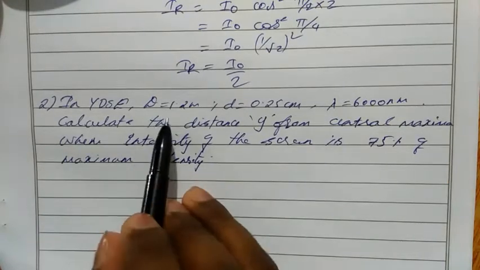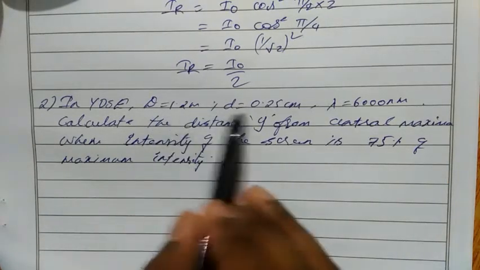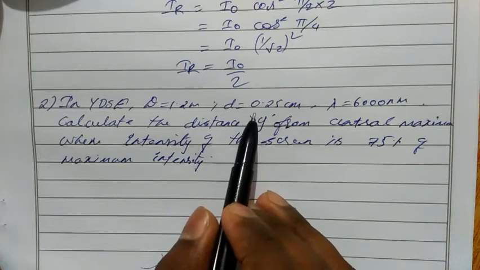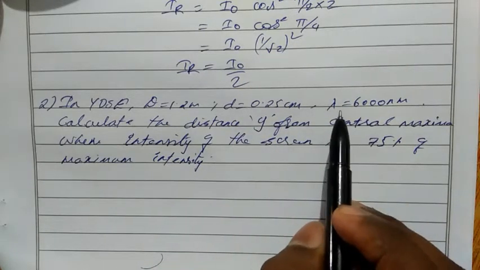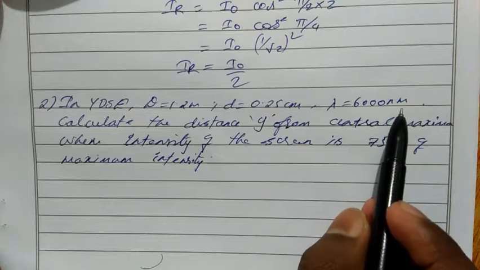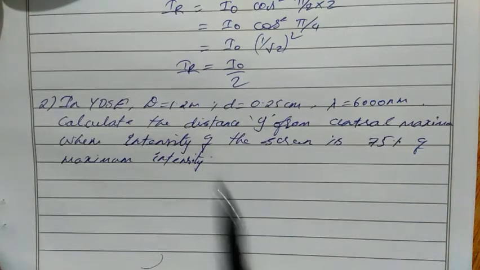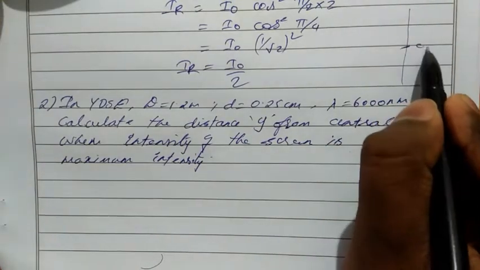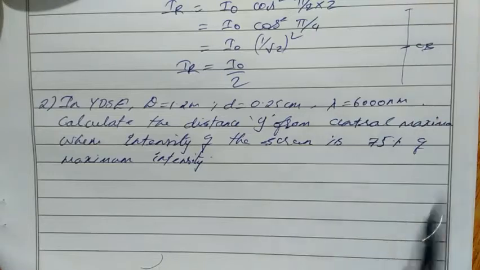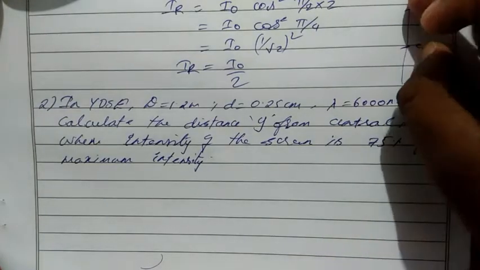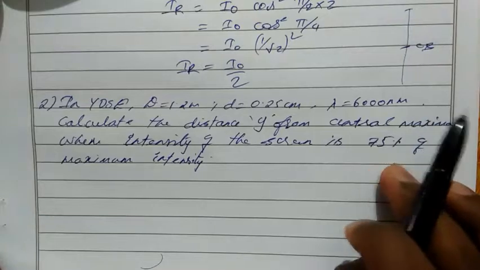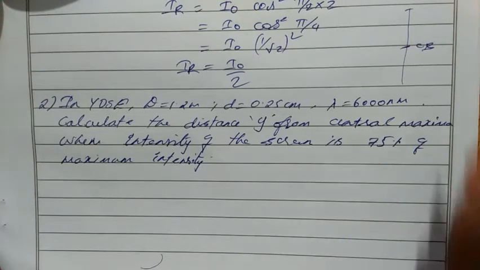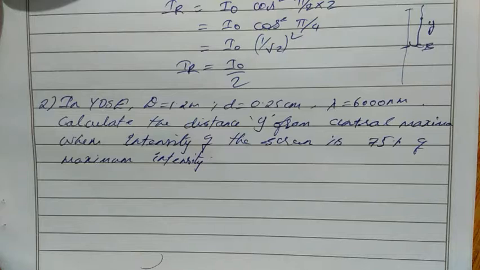Next question, in YDSE, D is given 1.2 meter and d, the distance between two slits, is 0.25 centimeter, and lambda, the wavelength of monochromatic light, is 6000 nanometer. Calculate the distance y from the central maxima where the intensity on the screen is 75% of maximum intensity. So we have to calculate the y distance from the central bright, in such a way that the intensity of this fringe is 75% of maximum intensity.